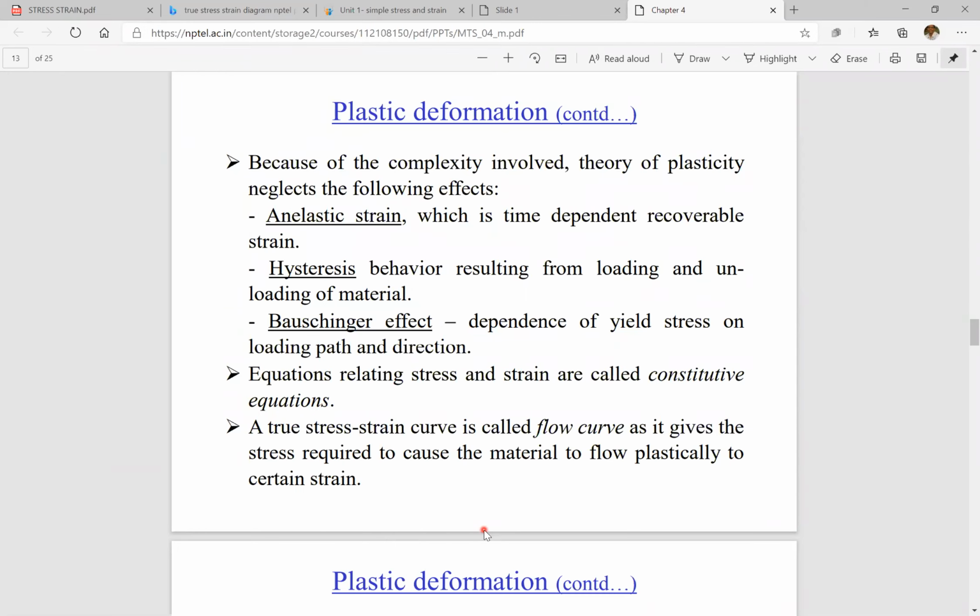Then the true stress strain curve is called the flow curve, as it gives the stress required to cause the material to flow plastically to a certain strain. This is an important point. You may have a question on what the flow curve is. Flow curve is nothing but the true stress strain curve. Why is it called the flow curve? Flow means which is flowing. In plastic deformation, what is flowing? The material's deformation is flowing or going on. So that's why it is called the flow curve.